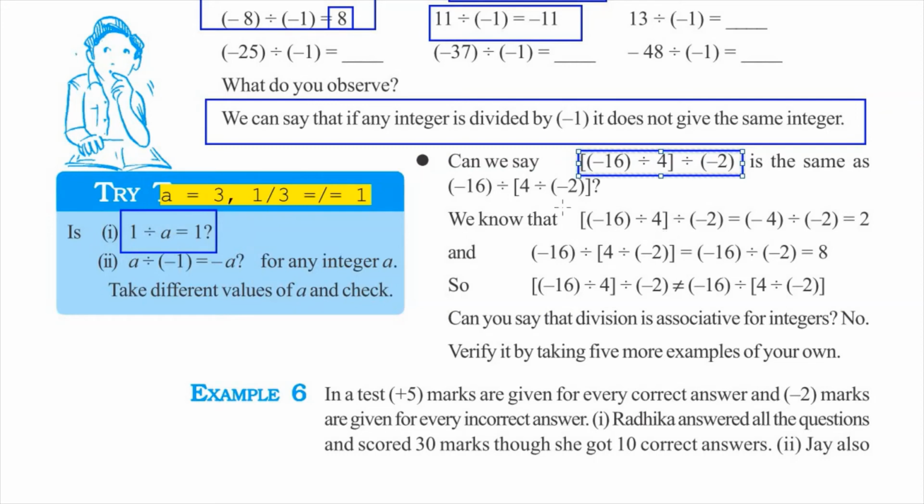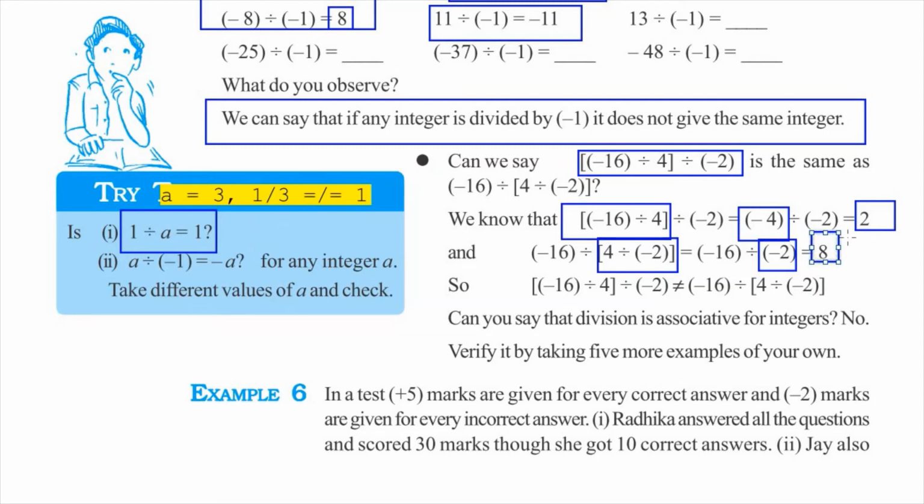Solving the left hand side first, we need to solve this grouping. By the rules of division, we get the answer to be minus 4, and copy the minus 2 as it is. And minus 4 divided by minus 2 is equal to plus 2. Next we have minus 16 divided by the quantity 4 divided by minus 2. Here we have to solve this part first. 4 divided by minus 2 is going to give us minus 2. And copy the minus 16 exactly as it is, and we will find that the answer is 8.